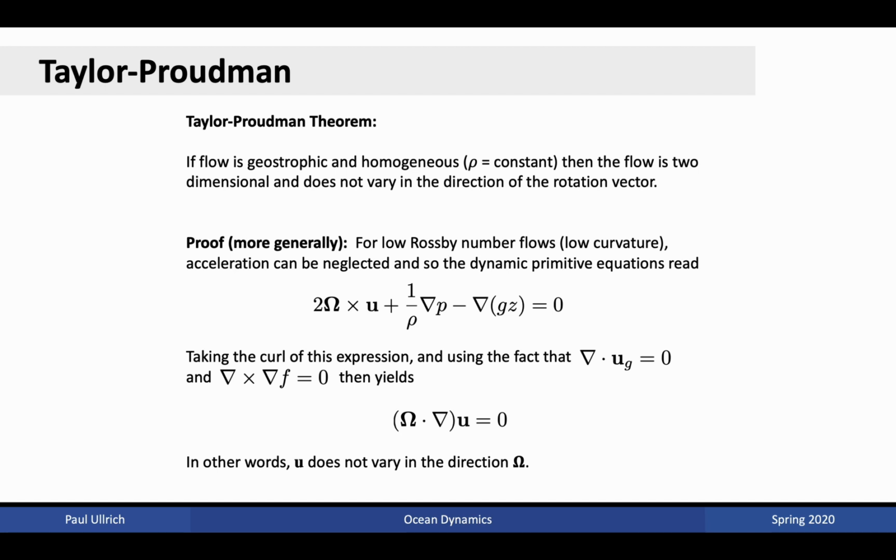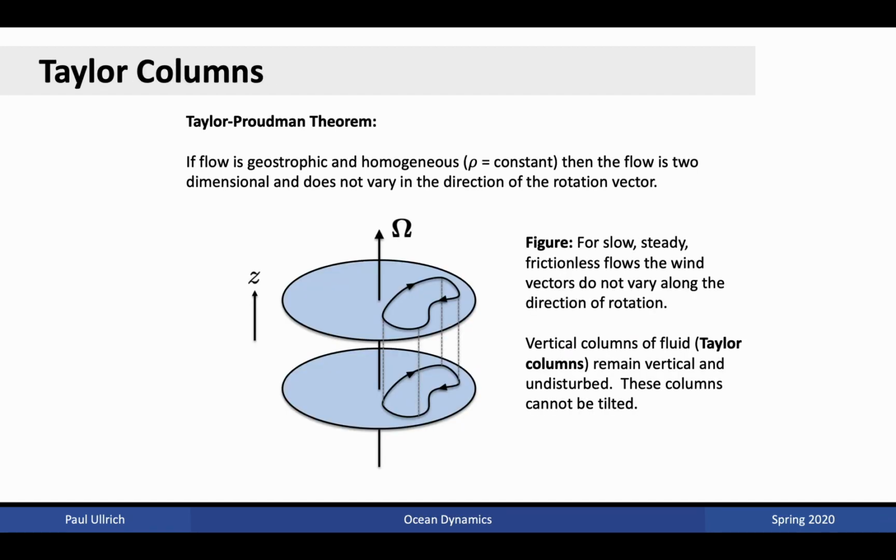If we take the curl of this expression and use the fact that the divergence of the geostrophic wind is equal to 0, and the curl of a gradient is equal to 0, this then yields a simple result, namely Ω · ∇u is equal to 0. So, in other words, u cannot vary in the direction of the rotation vector. So what does this mean in practice?